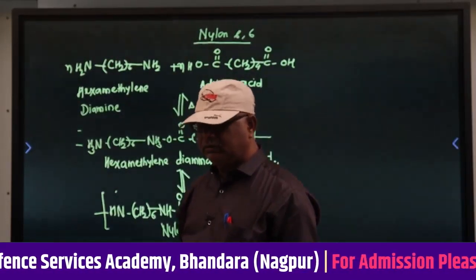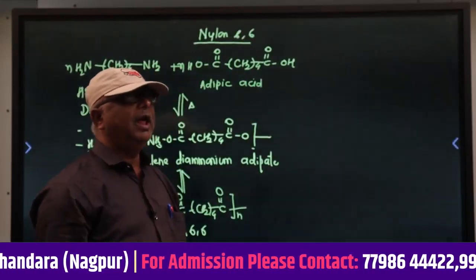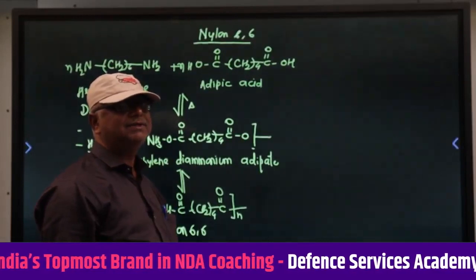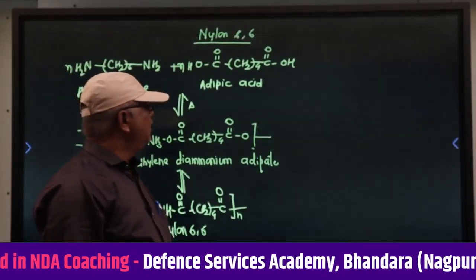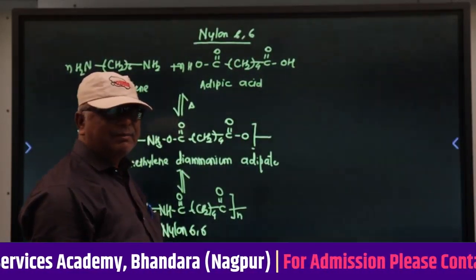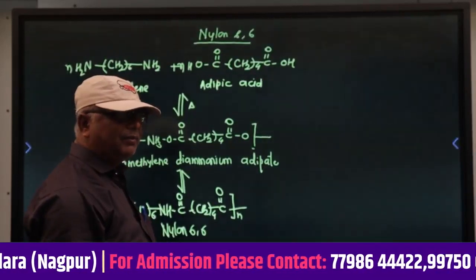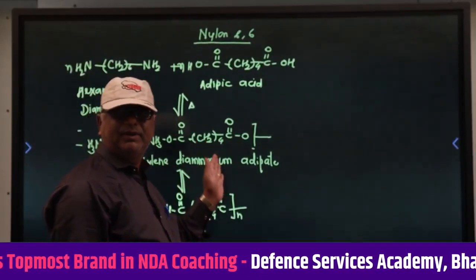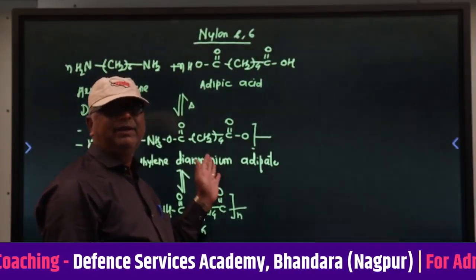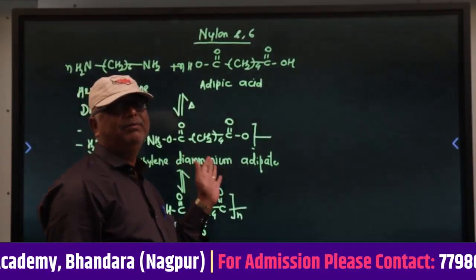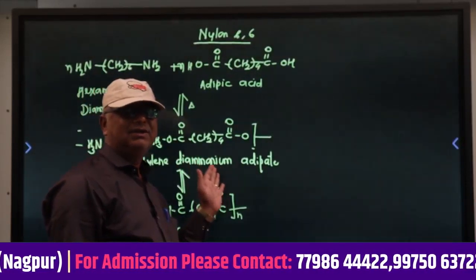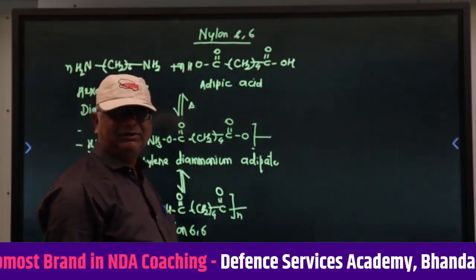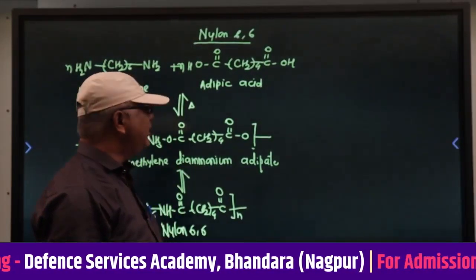Cadets, now see what are the uses of nylon 6,6. First the properties: you know that it has high elasticity and luster. They are wrinkle free. They are resistant to attack of moths and fungus, and they are tough and strong. So what are the uses?